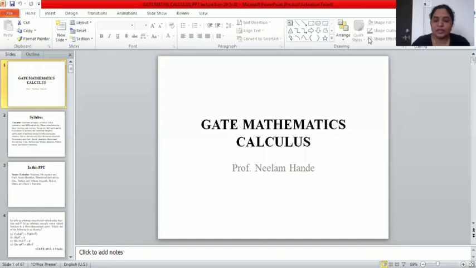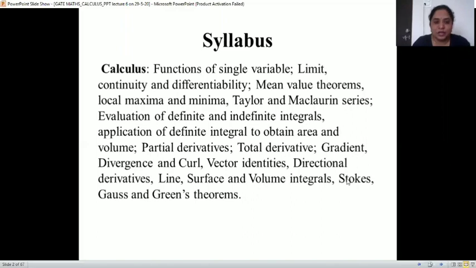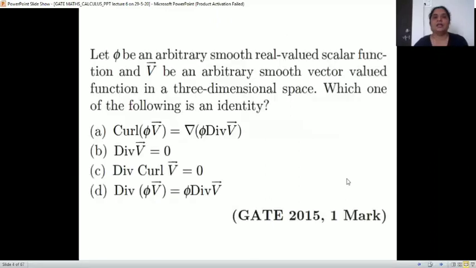That is GATE Mathematics, and we are at the first topic, that is calculus. The syllabus we have already discussed, and then in this PPT we are seeing vectors, vector calculus. And then this is your today's first example.